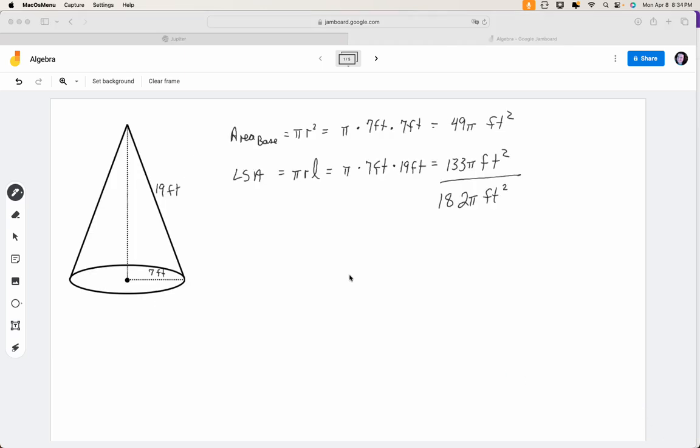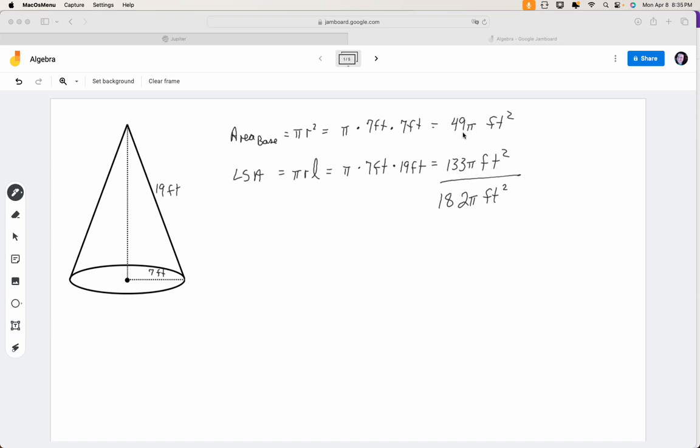All right, in this problem, it says to find the surface area of a right circular cone that has a base radius of 7 feet and a slant height of 19 feet. So first we find the area of the base because it wants a total surface area. That's pi r squared. So pi times 7 feet times 7 feet is 49 pi feet squared. And then the lateral surface area, that's going to be the upper part of the cone here, is pi r L. L is the slant height. So pi times 7 feet times 19 feet is equal to 133 pi feet squared.